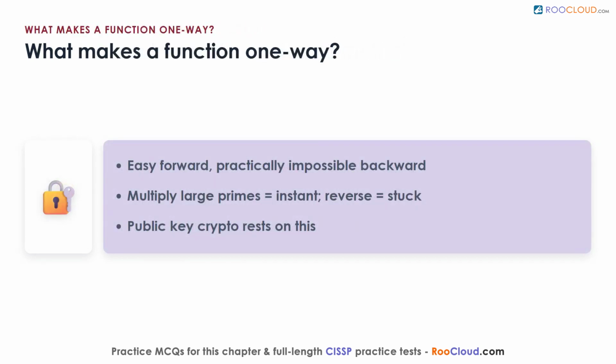What makes a function easy one way but hard to reverse? This is the idea of a one-way function. It is easy to compute in the forward direction but practically impossible to run backward.